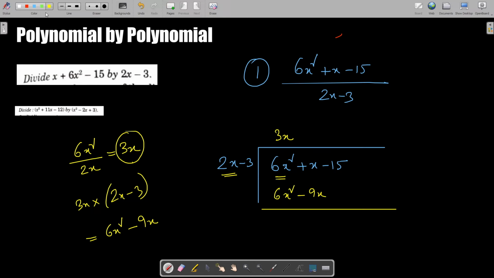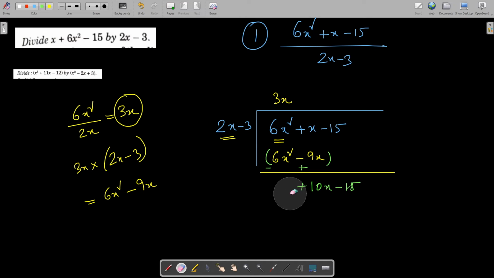Now we have to subtract these from the dividend. So the signs will change. It will become negative, it will become plus. 6x square minus 6x square is 0. x plus 9x, it will give me plus 10x, and it will become minus 15.